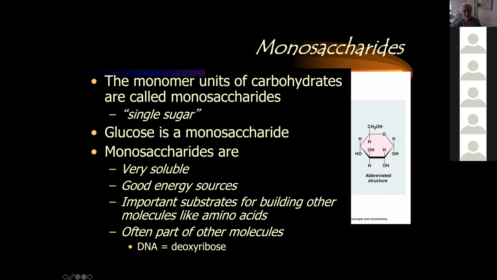Monosaccharides. The monomer units of carbohydrates are called monosaccharides, which means a single sugar. Glucose, for example, is a monosaccharide. These molecules are very soluble. They're good sources of energy. They're important building blocks. They're often part of other molecules. So for example, we've just talked about the fact that DNA and RNA both have monomer sugars in them. In the case of DNA, that's deoxyribose.